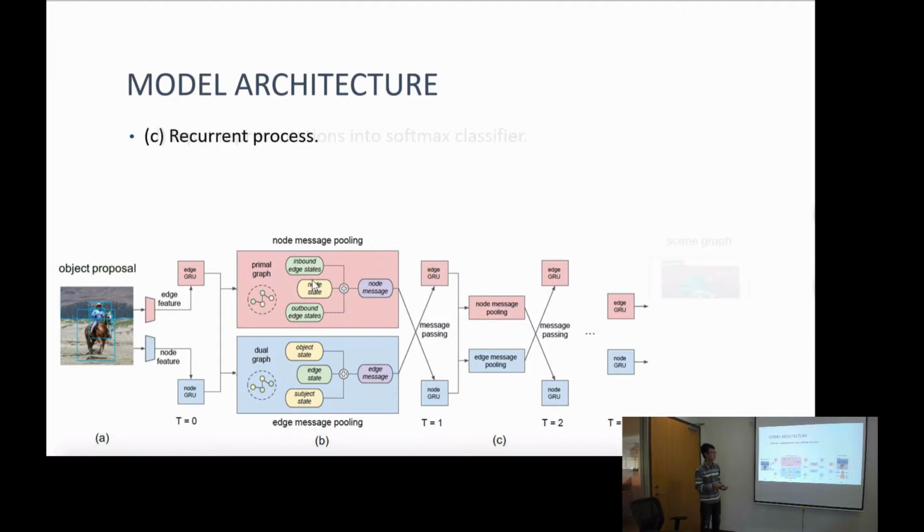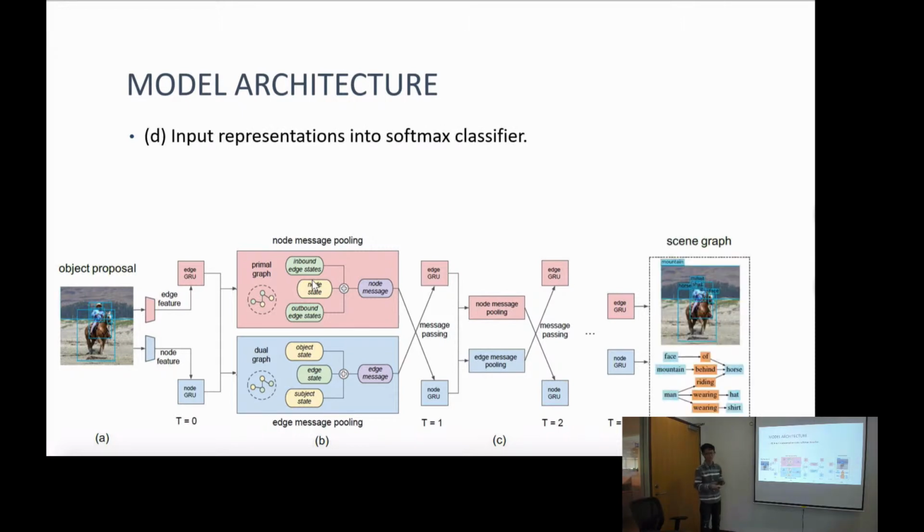And then ultimately we can obtain the representation for each object as well as the relationship. And we input them into a softmax classifier to predict this is horse, this is man. And we also input them into another softmax classifier to predict this relationship is feeding, this relationship is eat from, and so on. And then we use the cross-entropy loss function to update the parameters of the whole process and do convergence. So after convergence, we can do some experiments.